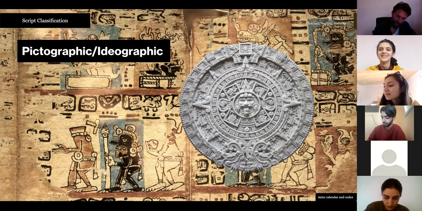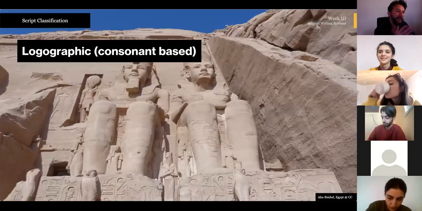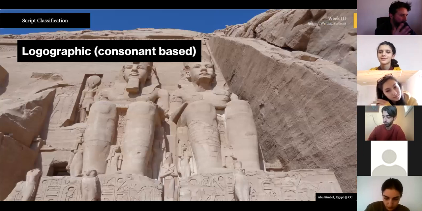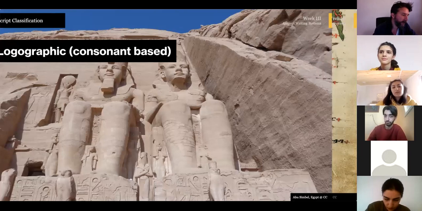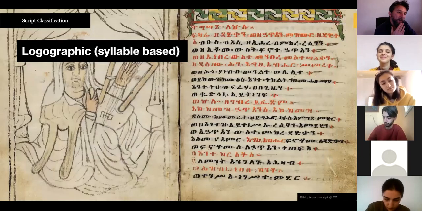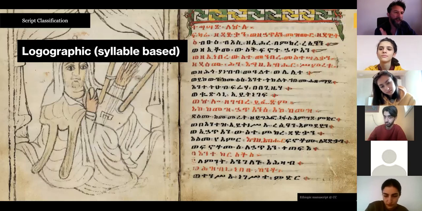Okay. All right. So these were the signs based on an idea, on a concept, right? So there is a logographic, which is consonant based, right? So signs representing a word or a part of a word. Egyptian hieroglyphs belong in this category. So there is also logographic, which is syllable based, right? So Chinese, for example, is in this category. Egyptian, Hittite, Sumerian, and Japanese also. So signs represent syllables rather than individual sounds. This is the syllable-based logographic system.